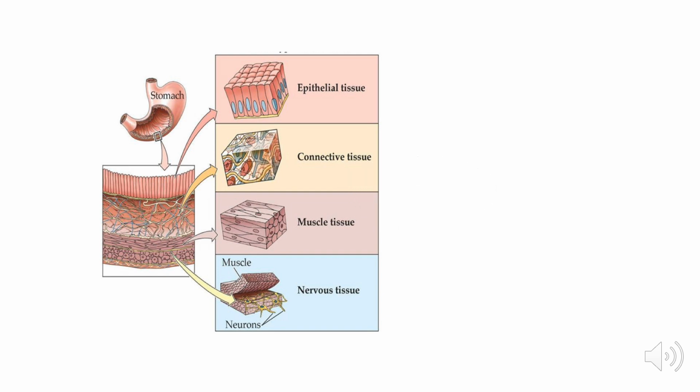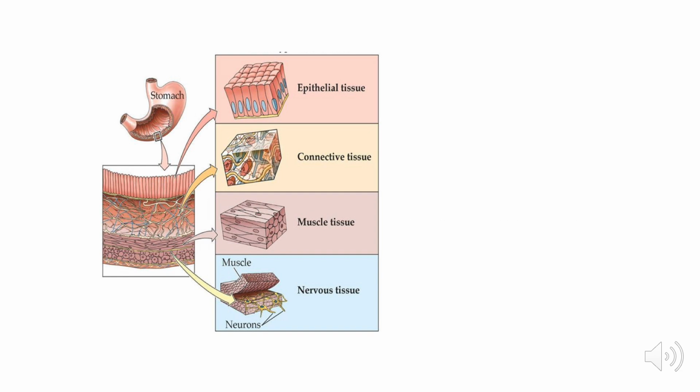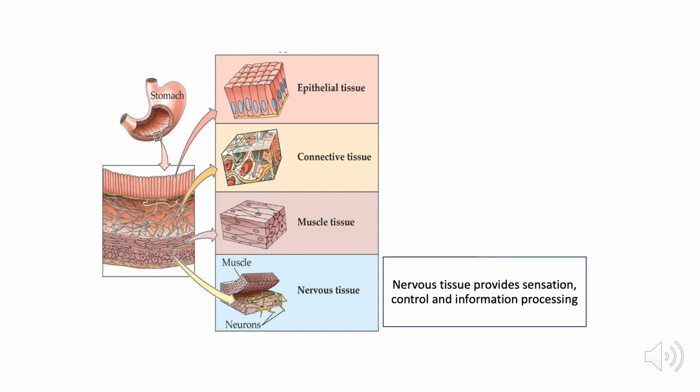And the third type of tissue that we can find in an organ is actually the muscle tissue, and it's actually incorporated in the organ to provide movement. And for us to feel that there's something wrong with the organs in our body, there must be the presence of the nervous tissue.